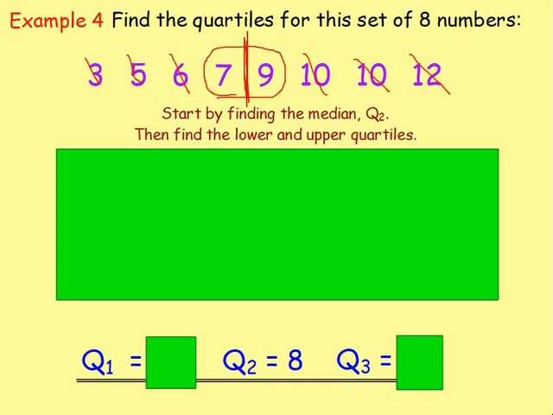Again, if you're unsure, add the 2 numbers together. 9 adds 7 is 16, and then divide by 2. You're really taking the mean of those 2 numbers. Half 16, you get 8. So yeah, we know Q2 is going to be 8.